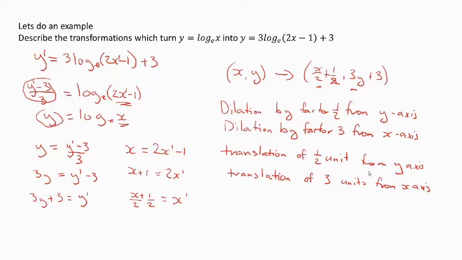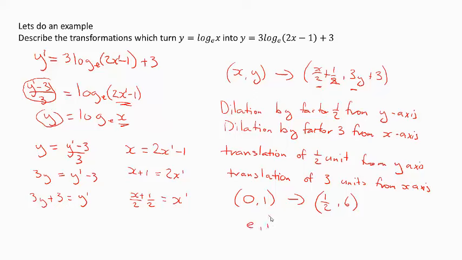Where would we plot this graph? Well, on the original graph you might have the point 0, 1. Where's that going to be now? Well, x equals 0, so 0 divided by 2 is still 0 plus a half. So that's going to be at a half. And y equals 1, so 3y, 3 ones are 3, plus 3 is 6. So our original graph will go through the point 0, 1. Our new graph goes through the point 1/2, 6.